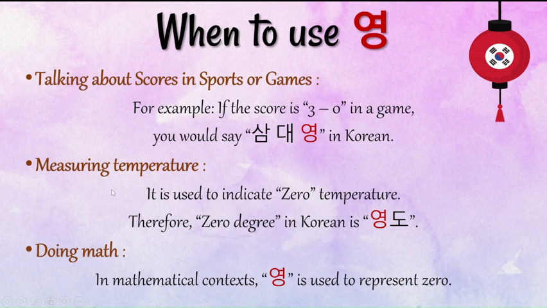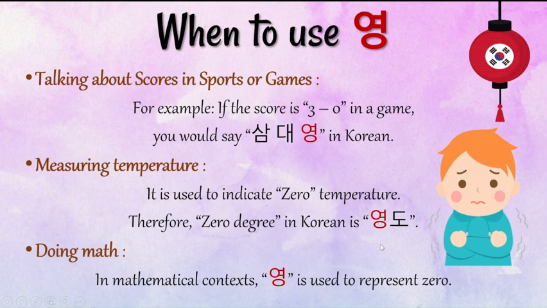Next, it is used while measuring temperature. In temperature, it is used to indicate 0 degree temperature. So if you want to say 0 degree in Korean, then you are going to say 영도. Okay, this is how we use young while talking about temperature.